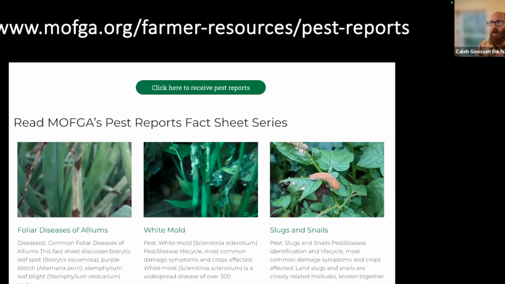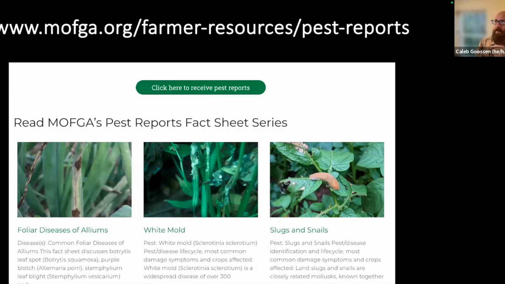And then also on our website, we have the fact sheets that get linked to in those emails. So you can look into what those life cycles are. I mentioned downy mildew in onions. I wasn't going to go into it, because if you really want to, go to the fact sheet, foliar diseases of alliums, and I think it's in that one. And if it's not, let me know and tell me that there's more that we need to do.